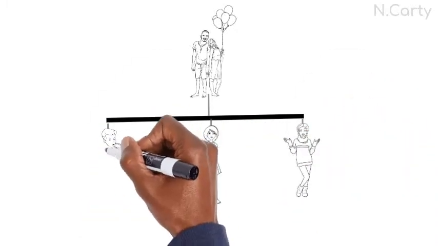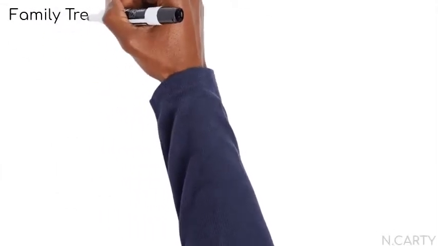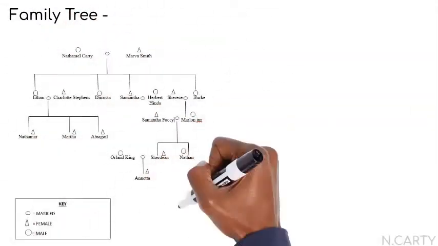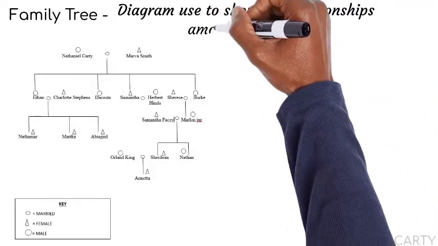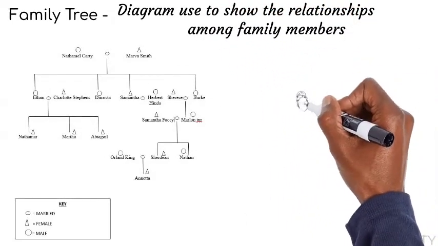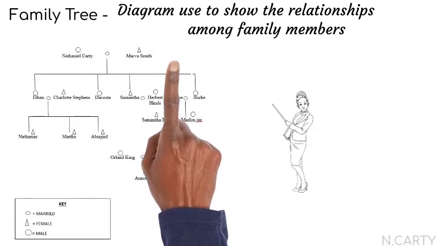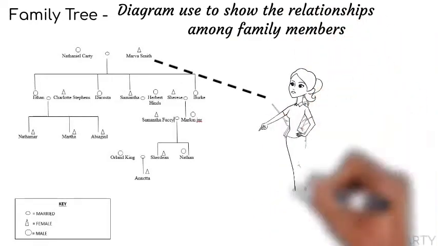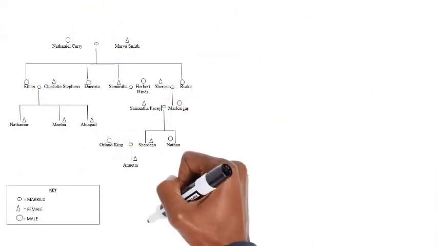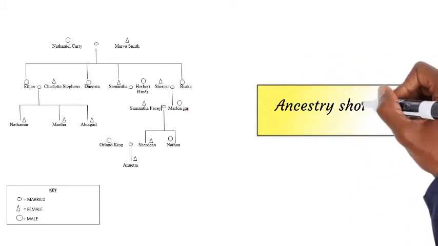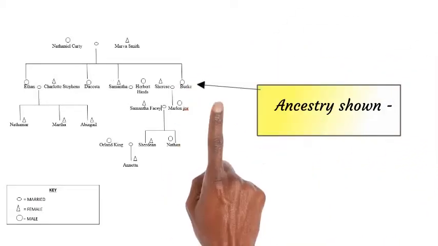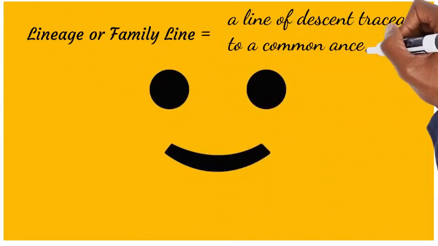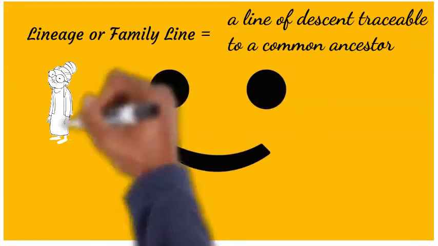Let us look at what is a family tree. A family tree is a diagram used to show the relationships among family members. Older people within a family tree are oftentimes shown at the top, and the younger people are located at the bottom. Ancestry can be determined because people of the same generation are shown on the same horizontal line. Lineage or family line refers to a line of descent traceable to a common ancestor.